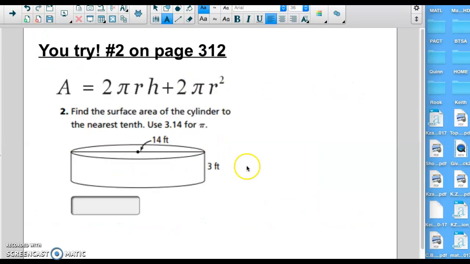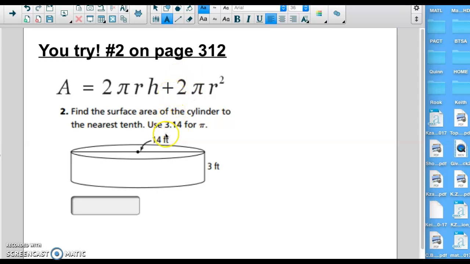Okay, the last problem that we're going to do together is on page 312, the second one. Again, I've put the area formula here. If you have not written it down, then please do so. If a cylinder doesn't say that it's open, you can always assume that this 2 is here. So this just says find the surface area of the cylinder to the nearest tenth. Use 3.14 for pi. So this is a closed cylinder. We're going to assume that the 2 stays.